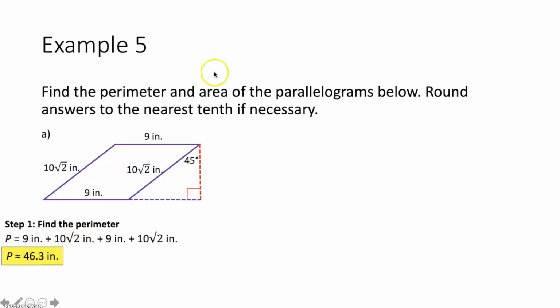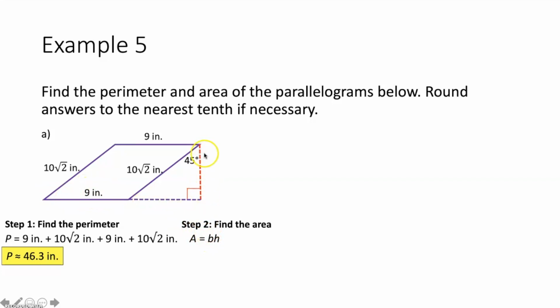Now that we found the perimeter, the next thing we need to do is find the area. So how do we find the area of a parallelogram? Well, the area of a parallelogram formula is area is equal to base times height. Now remember, technically any of these sides could be the base, but because we only have one altitude right here, we need to make sure that our base is perpendicular to that altitude. So this segment right here, this 9 inches, that is going to be our base. So that's what we're going to plug in for B.